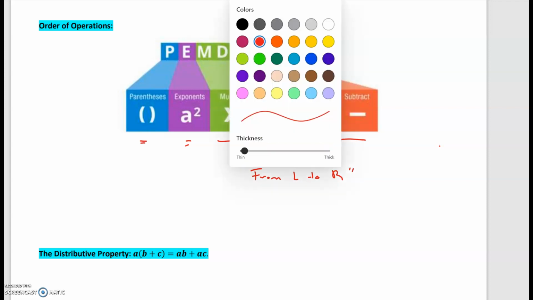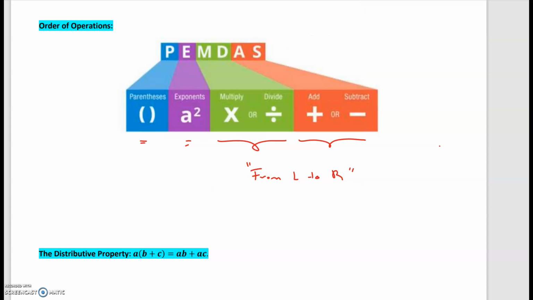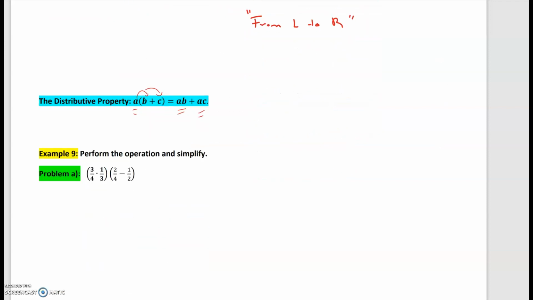And then another type of problem that's going to show up here is problems associated with the distributive property. So for example, if you have a value A outside of a parentheses, this multiplies every value inside of the parentheses, giving you AB and AC. So as we simplify expressions, you have to take care of order of operations and also see if the distributive property applies to a particular problem. So let's take a look at the first example.